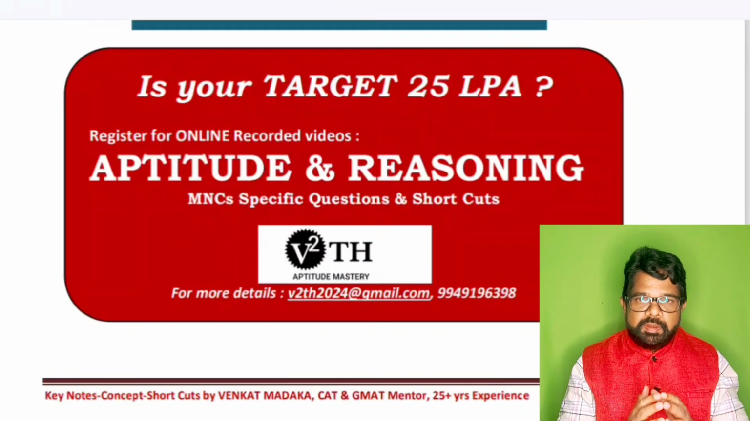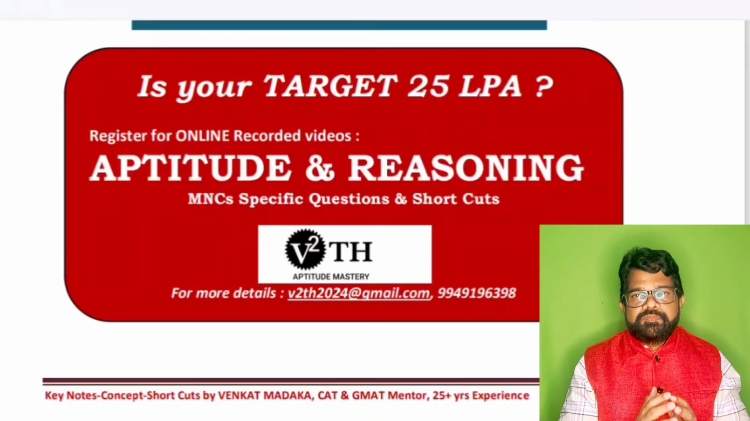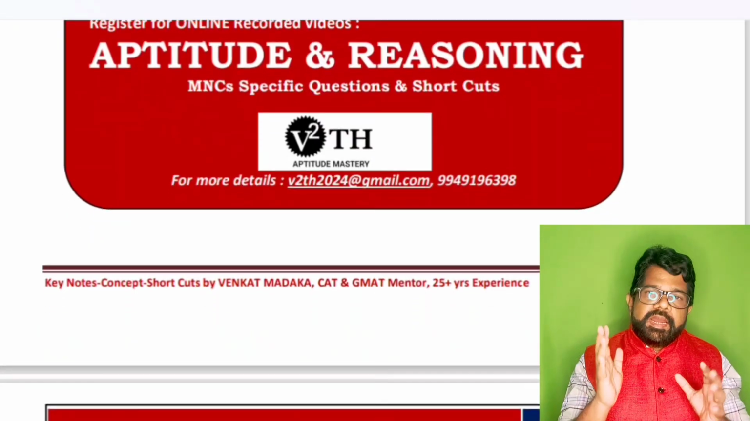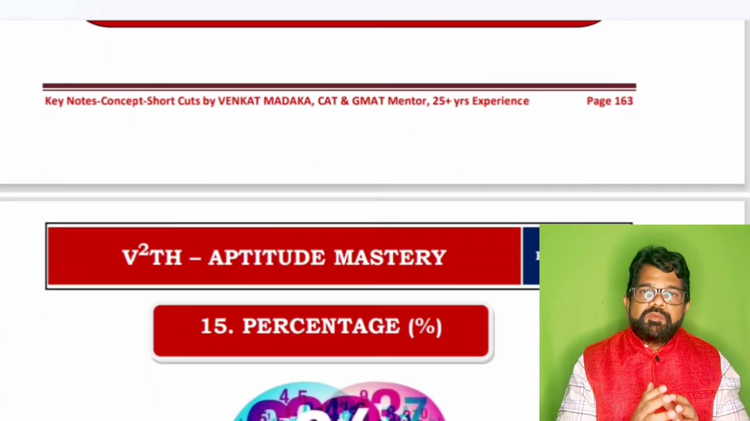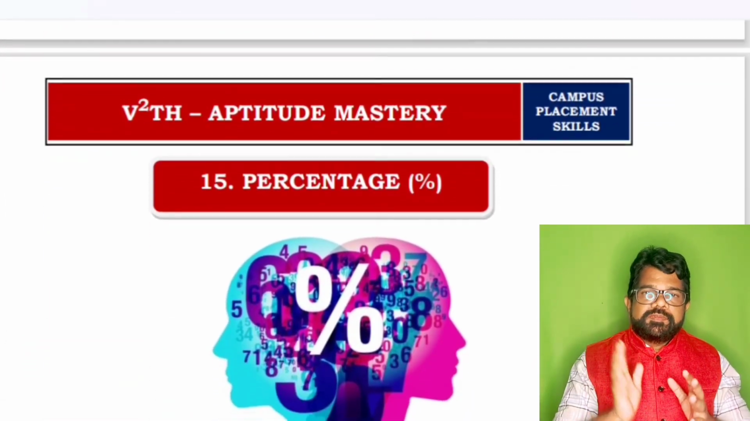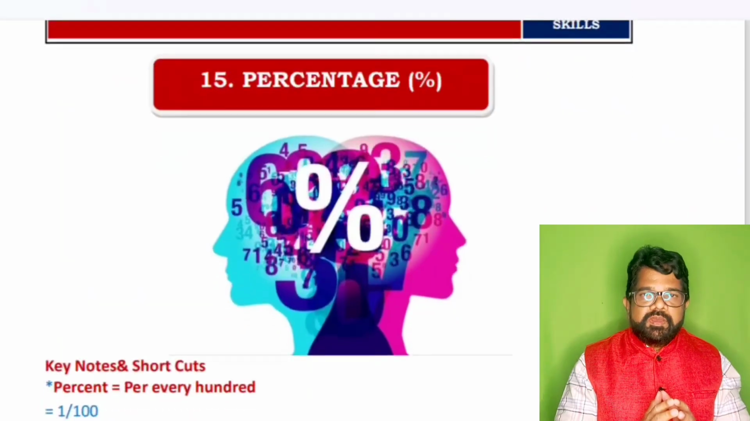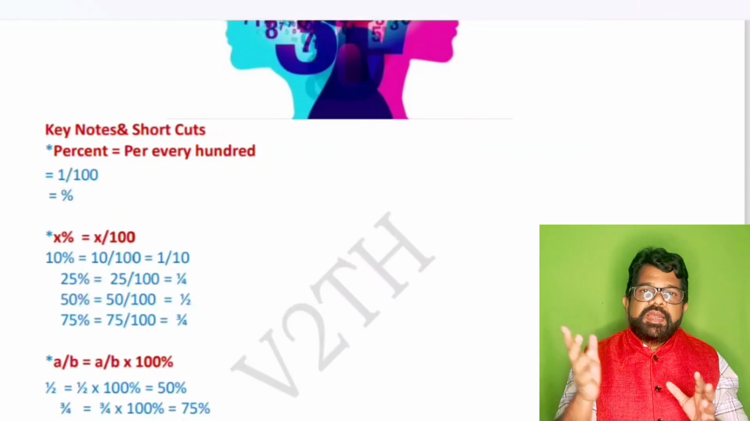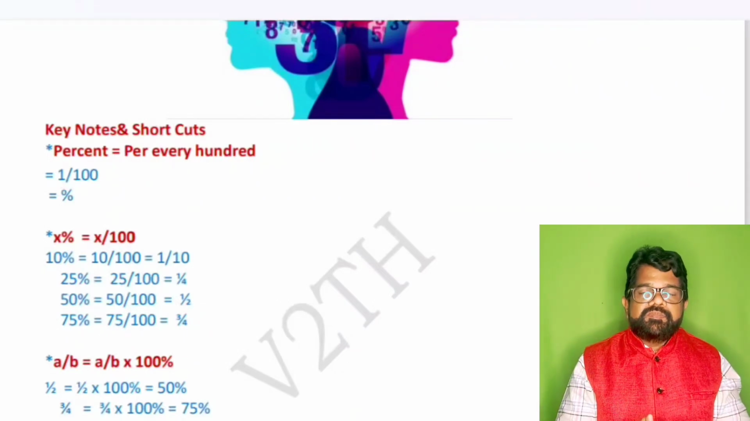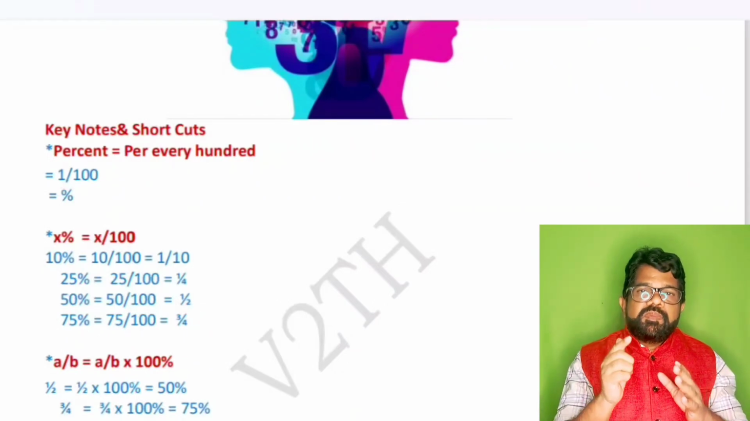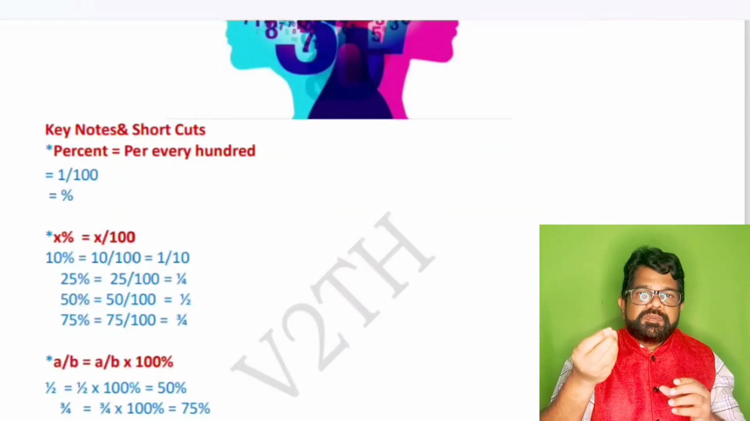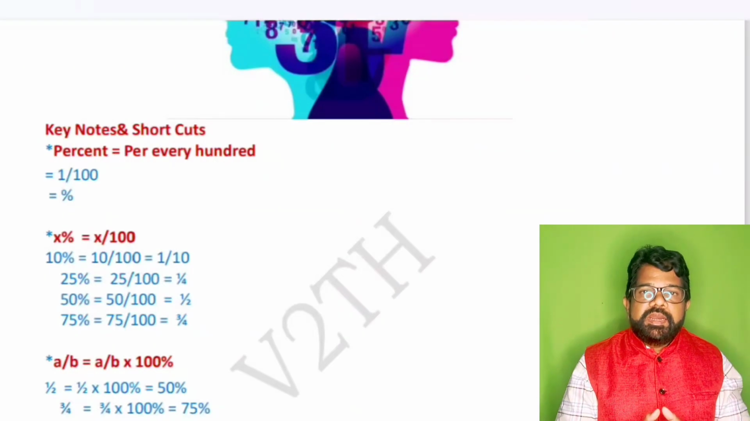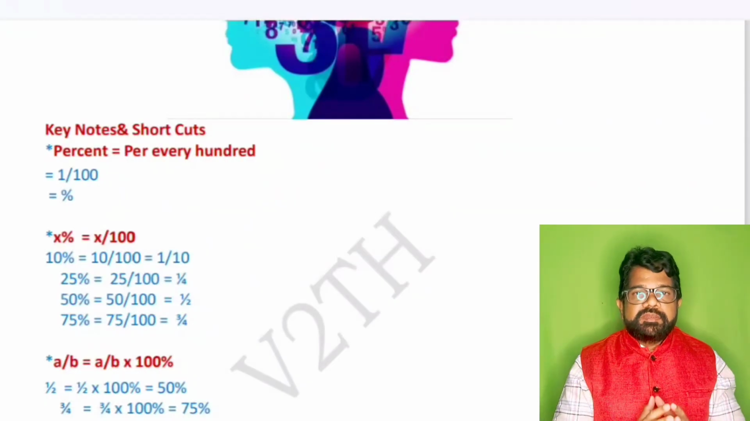Percent means per every 100. It can be written as 1 by 100. This is the symbol for percentage. Take one example, X percent. It can be written as X by 100. Percent means by 100. In place of the percent symbol, simply remove it and take 1 by 100. X percent means X into 1 by 100. It can be written as X by 100.